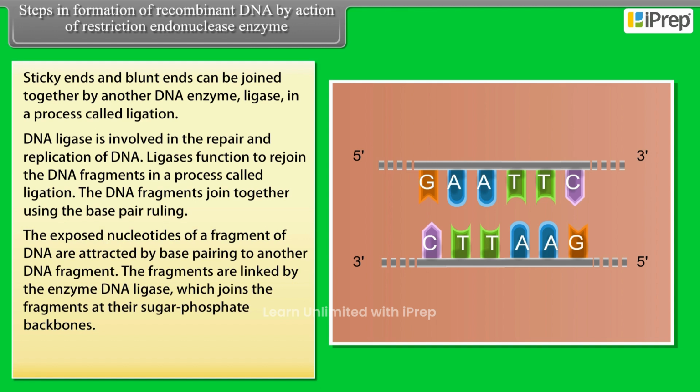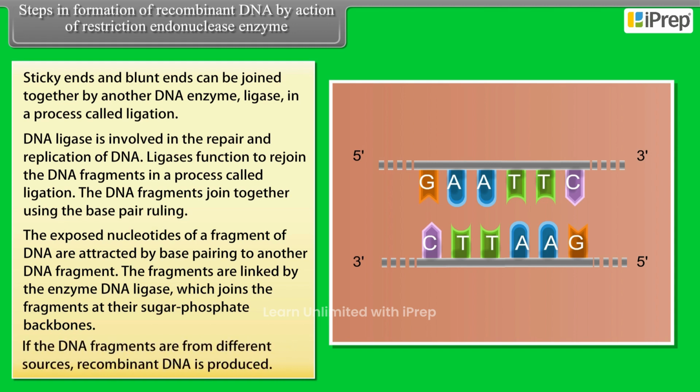The fragments are linked by the enzyme DNA ligase, which joins the fragments at their sugar phosphate backbones. If the DNA fragments are from different sources, recombinant DNA is produced.